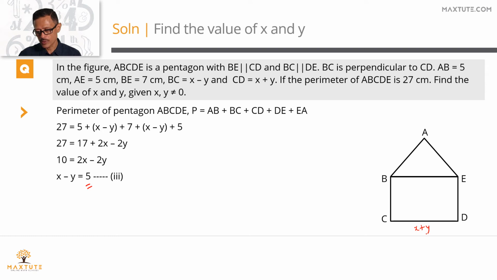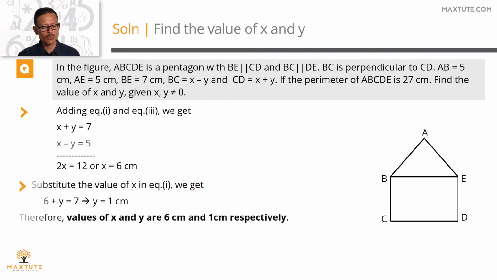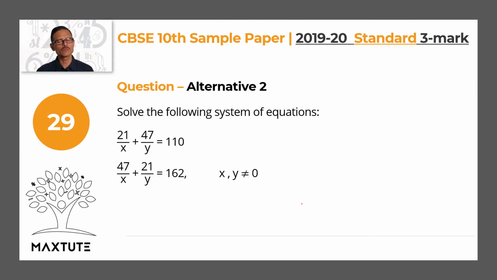Already we know x plus y is equal to 7. Add the two equations, we'll get the value of x to be 6. Substitute it in one of these equations or subtract one equation from the other, we'll get the value of y to be equal to 1. x is 6, y is 1, the two values that we needed to find out. Quite an easy question.